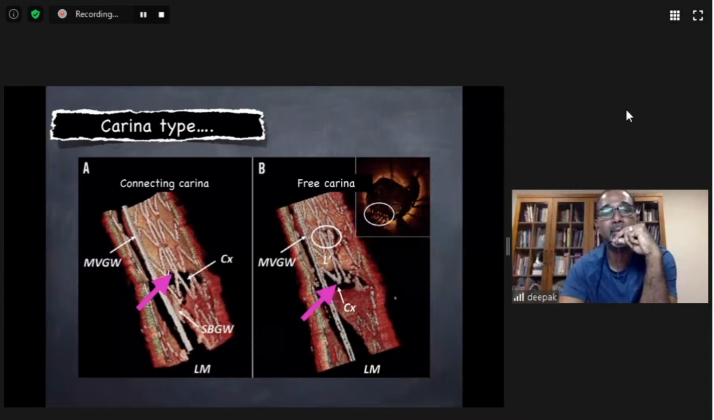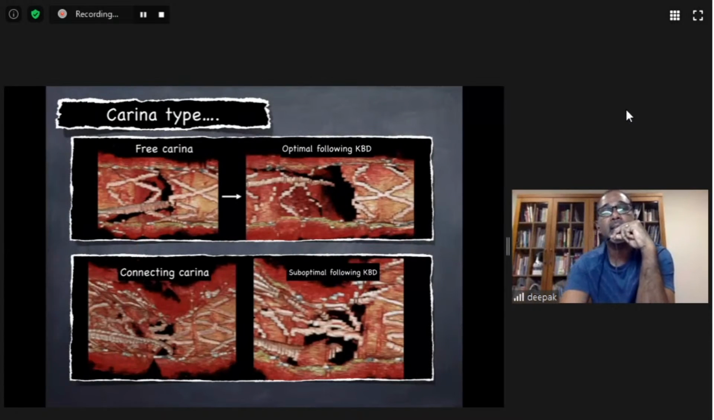In the first image, you are having a link sitting there, so the apposition of the stent following kissing balloon dilatation may not be perfect. Again, if you see the first panel, there is no link at the carina, and following kissing balloon dilatation, the side branch ostium looks excellent. In the second image, you could see that there is a link at the carina. However, following kissing balloon dilatation, it's a suboptimal stent apposition.